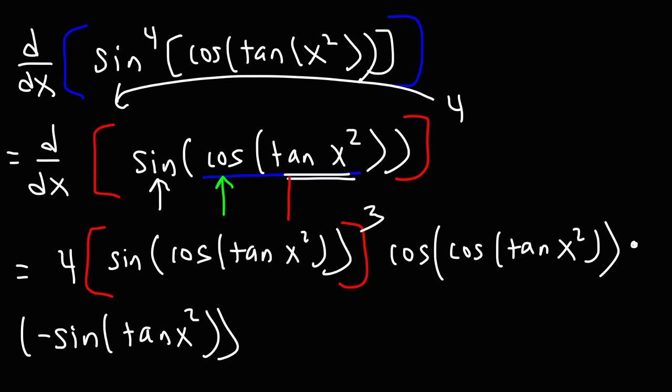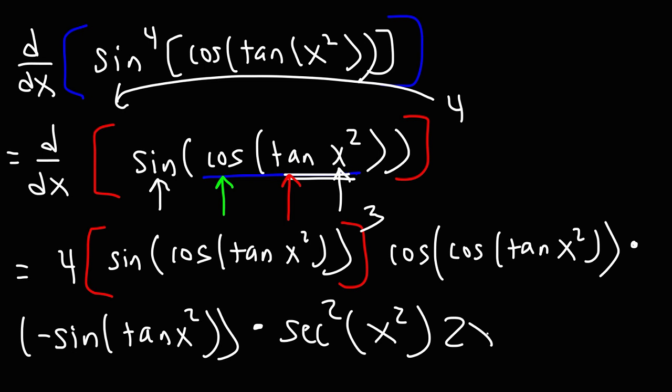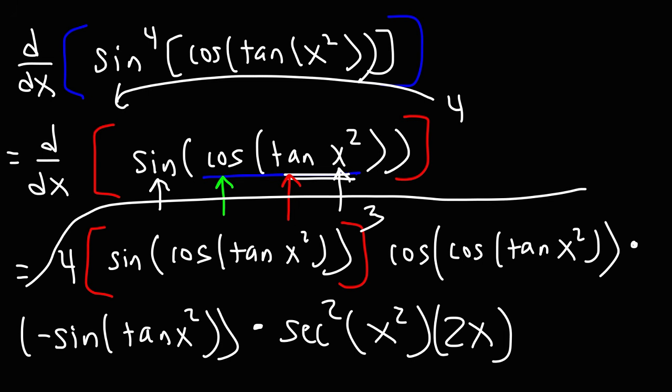Now let's work our way in towards tangent. The derivative of tangent is secant squared, and the angle is x squared. Finally, we can find the derivative of x squared, which is 2x. And so this whole thing is our final answer.